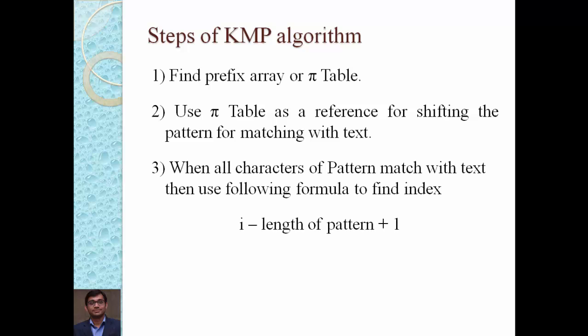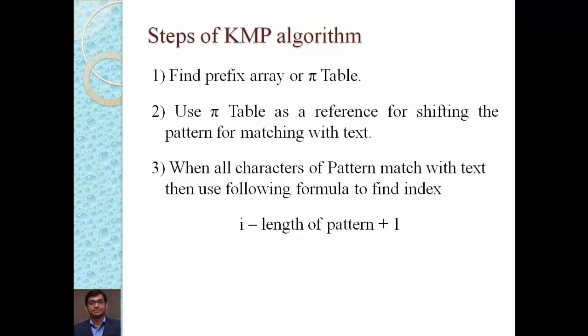Step number 3, when all characters of the pattern match with the text, use the following formula to find out the index number. The formula is i minus length of pattern plus 1, which will give the index number where our pattern is matched with the text. So these are the different 3 steps we need to follow when we apply our KMP algorithm to find the pattern inside the large text.